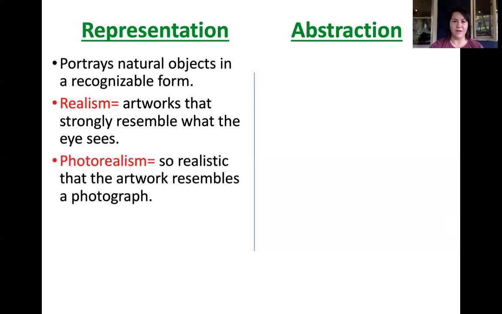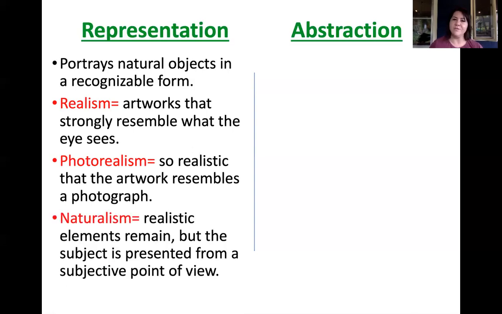Photorealism, you may recognize this when you see it, is an artwork that is so realistic it resembles a photograph. And photographs cannot be photorealism by their definition because they are photographs, if that makes sense. It's often the realm of painting, but sometimes you'll see photorealistic sculptures or drawings.